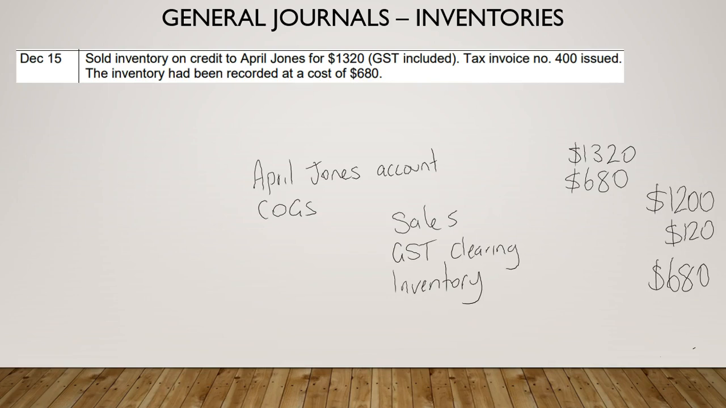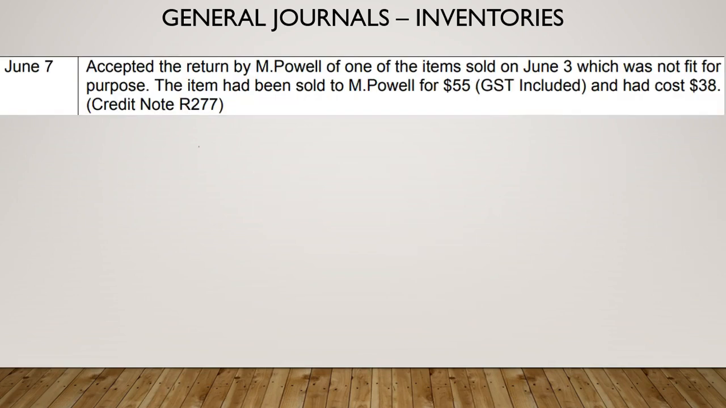Now, if you want to go and do some practice ones now, might be a good idea. Otherwise, we're going to go on with returns. So with returns, we're essentially undoing the original transaction. Okay, so originally we would have sold Mr. Powell these goods for $55, and we have to undo that now. So when I'm getting the hang of these kind of things, I like to first look at what originally would have happened.